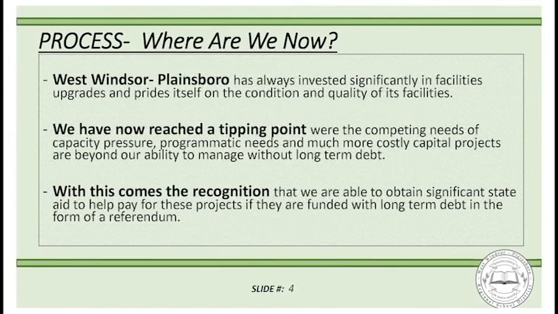So for instance, one project we're going to talk about tonight is the High School North HVAC system. The heating, ventilation, air conditioning system is a $16 million project that needs to be done. Going through a referendum, we get approximately 40% of that project funded. In other words, if we don't do it through a referendum, we would lose $6.4 million that we can get as aid from the state government. So there's reasons to do a referendum and to borrow money.